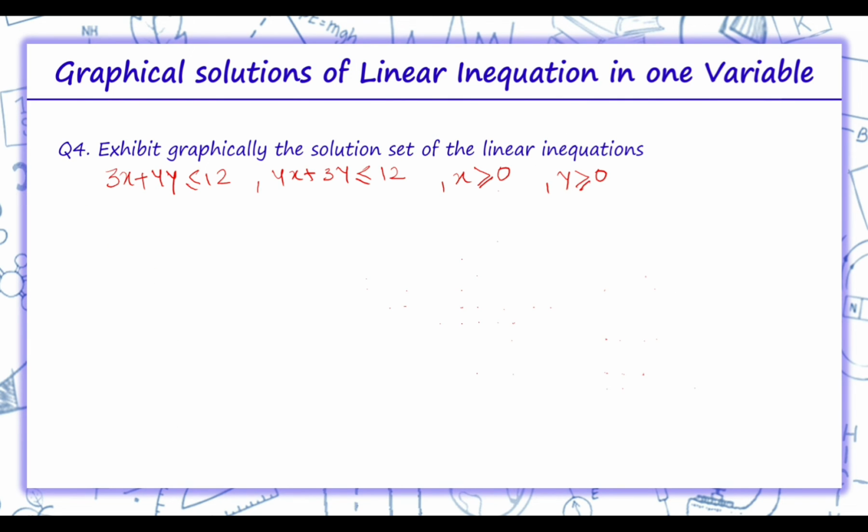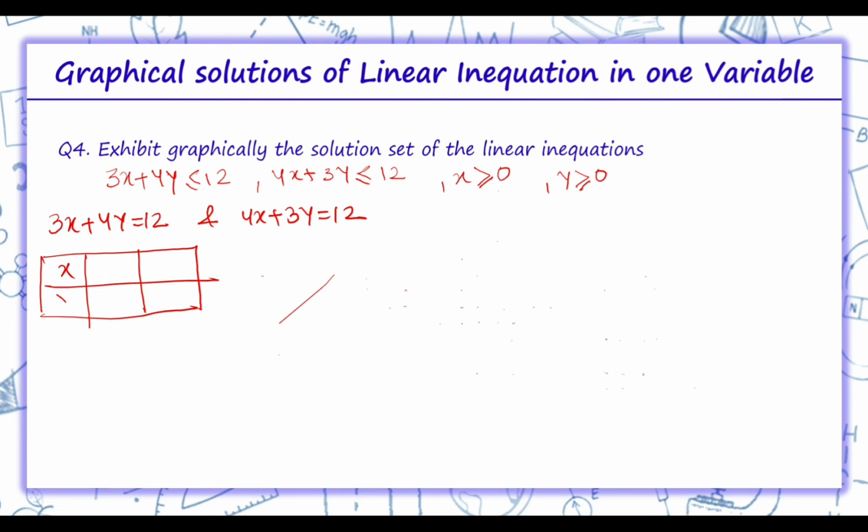Coming on to the next: exhibit graphically the solution set of the linear inequation. The inequations are 3x plus 4y less than or equal to 12, 4x plus 3y less than or equal to 12, x greater than or equal to 0, and y greater than or equal to 0. So we'll first convert these inequalities into equations: 3x plus 4y equals 12 and 4x plus 3y equals 12. We'll take points over here.